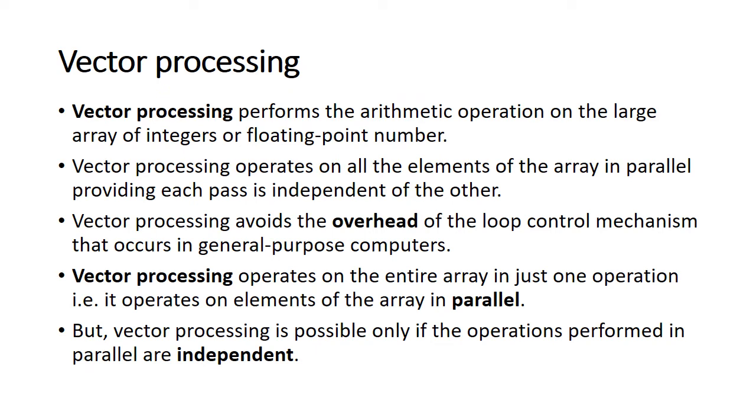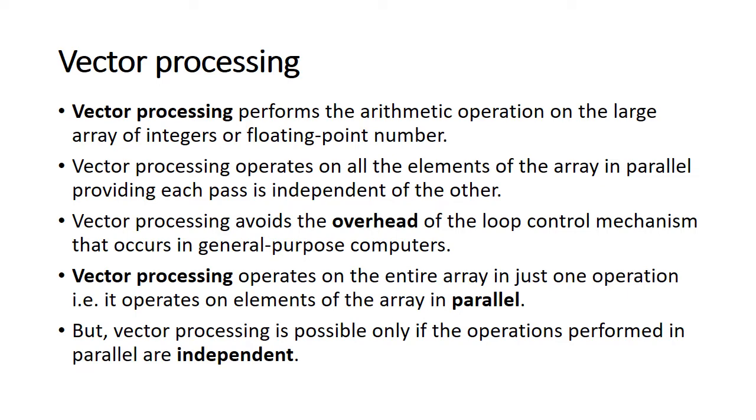Vector processing performs arithmetic operations on a large array of integers or floating point numbers. That means it operates on a large array where the array elements will be integers or floating point numbers. Vector processing operates on all the elements of the array in parallel, independent of each other. That means the elements operate in parallel and they are mostly independent.